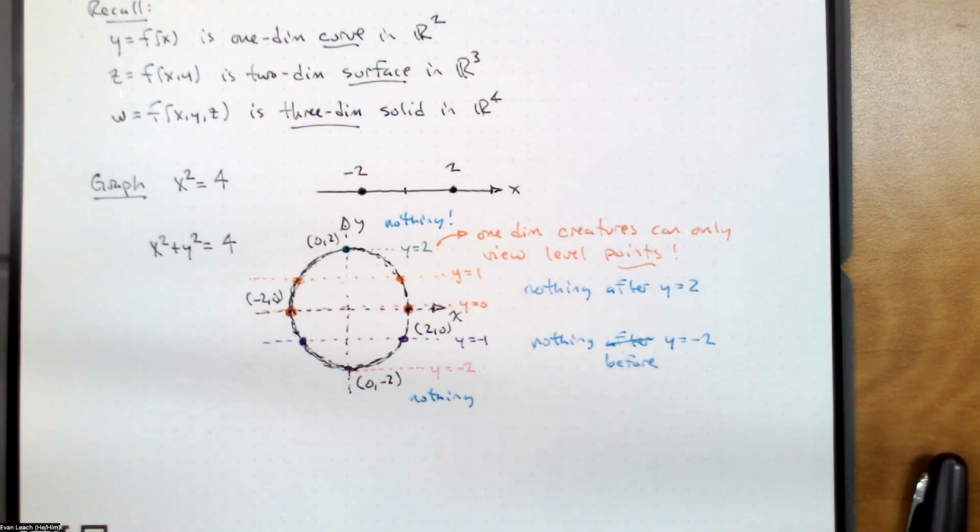So they can't picture this circle because they're one-dimensional. They can only picture these 2 points. They see nothing before -2. As soon as we get to -2, we see 1 point. And then as the y's increase, those points go apart till they're plus and minus 2. Then they come back together when y is equal to 2, and then nothing. That's their view of the circle. That's the only way they have to picture that circle, because they don't have 2 dimensions to draw. They only have 1 dimension to draw things in.